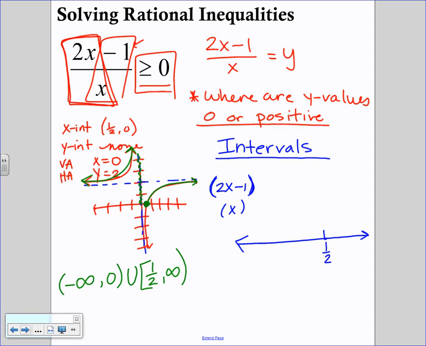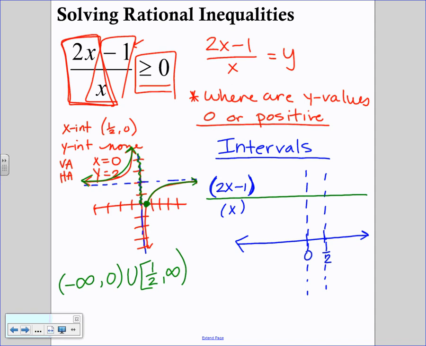And then x equals 0 at 0. So 0 is smaller than 1/2, so we'll put it over to the left. Okay? And we're going to make a chart. In this chart, we're going to have partitions where our factors equal 0, and then we're going to test numbers, okay?